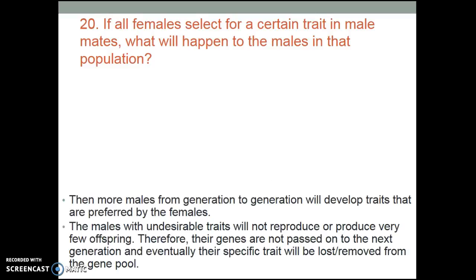All females select a certain trait in a male. What would happen to those males in the population? Well, you're going to see a shift in those traits to those more preferred traits by the females.